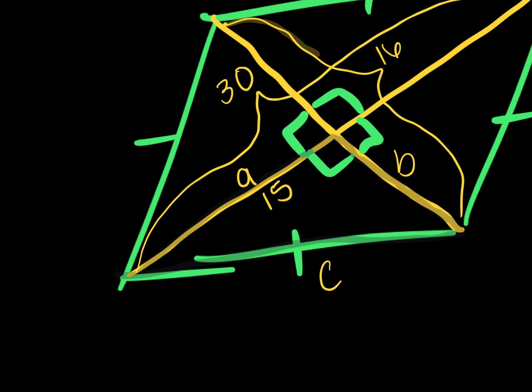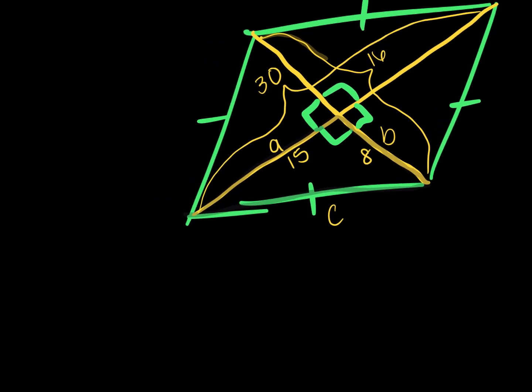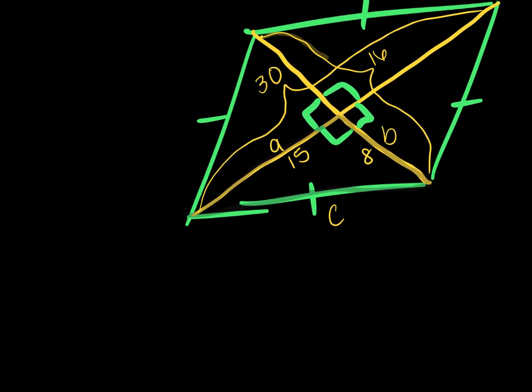Okay? What about the length of B? 8. Very good. So A is going to be 15, B is going to be 8, and C is our unknown. We're just going to leave it as C, okay? So we're going to set up the Pythagorean theorem. We're going to set up 15 squared plus 8 squared equals C squared.